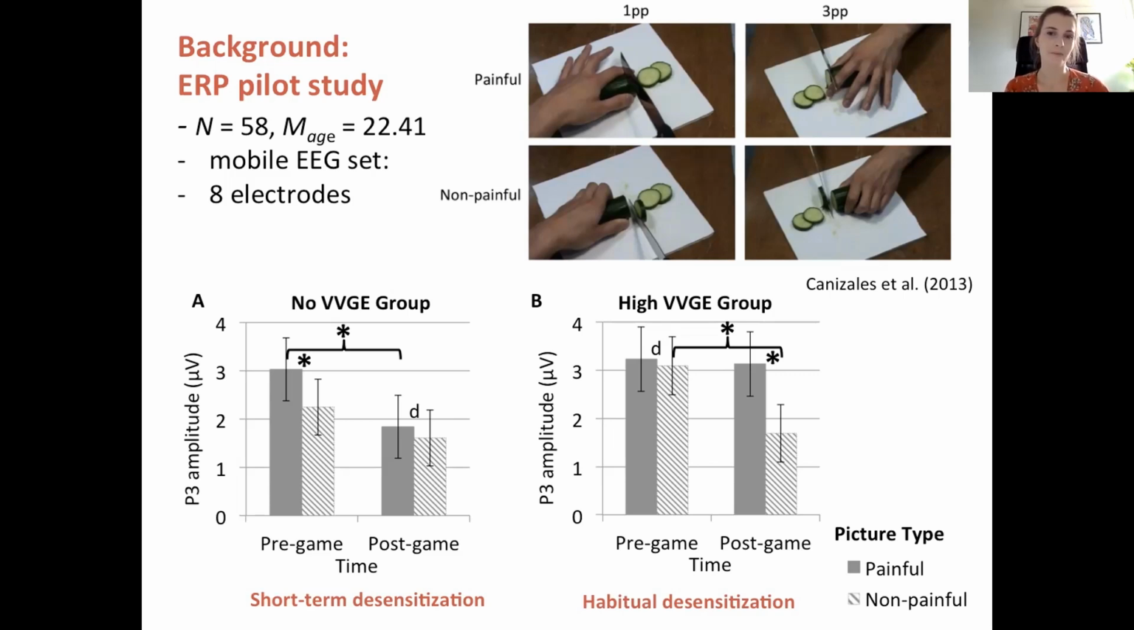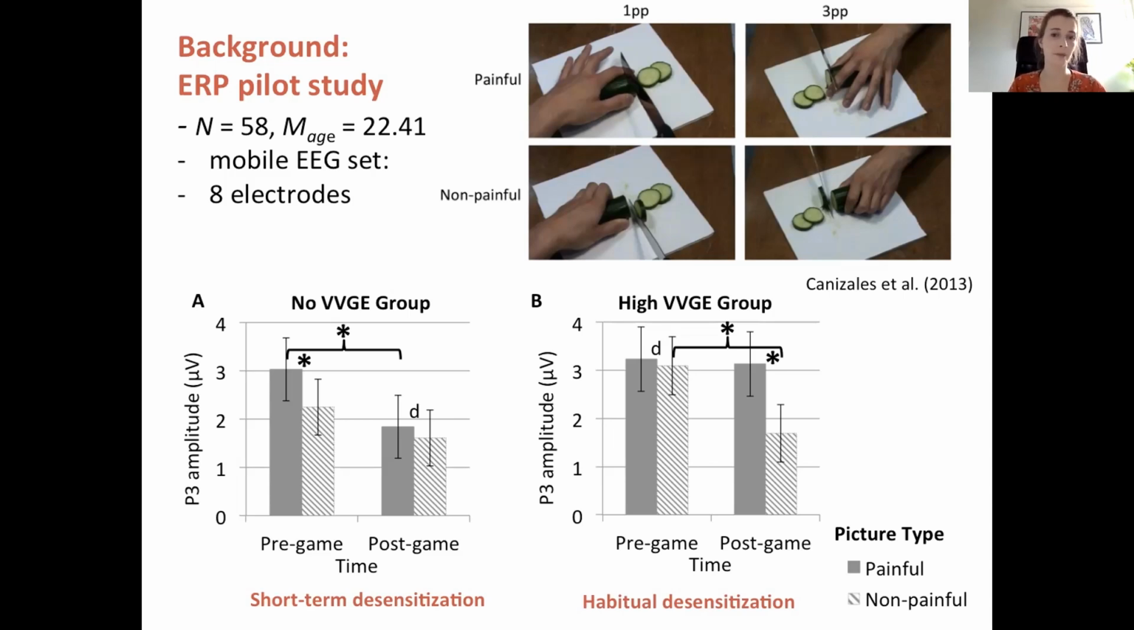And in contrast, I found the habitual desensitization before playing a violent video game in participants with high exposure to violent video games, like in everyday life. So I know it's complex and perhaps difficult to comprehend. So for now, because it was a three-way interaction, I hope it will just be helpful to understand what I was trying to do in my main study.